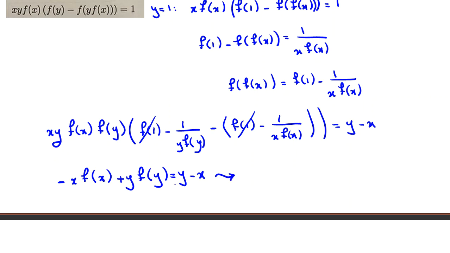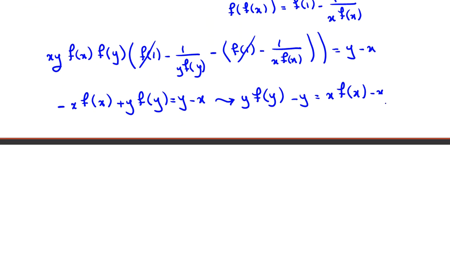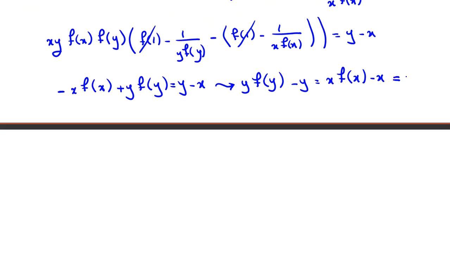Now we take similar terms to one side. So for example, the left side will be y f of y minus y equal to x f of x minus x. So we can say it is correct for all x's. So it is constant. We can consider this constant c. So we say x f of x minus x equal to c, and we can say x f of x equal to what? C plus x.